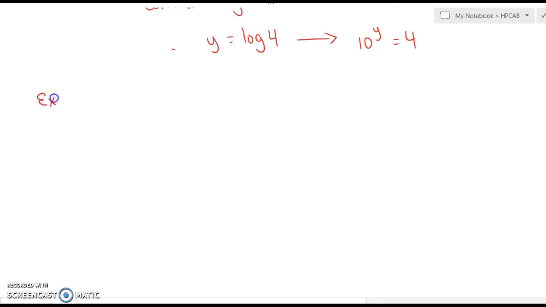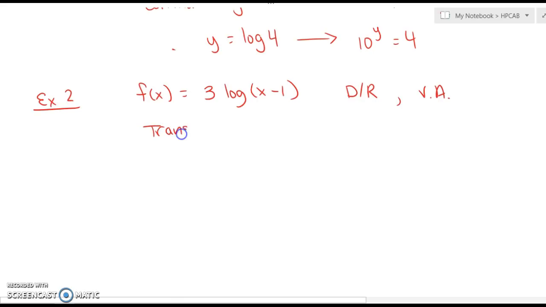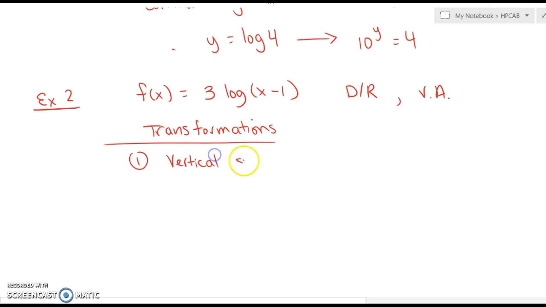That's a lot quicker. Okay, so for example 2, we've got f of x equals 3 log base 10 of the quantity x minus 1. And we're going to find the domain and range, and we're also going to find the vertical asymptote. All right, so first off, we're going to list the transformations. So we've got a couple things going on here. First thing is going to be the 3. All right, the 3 is going to be a vertical stretch. So that's going to change your y values by a factor of 3. And then the -1, that means that we're going to shift to the right 1.